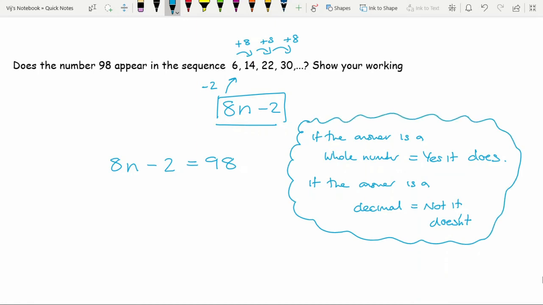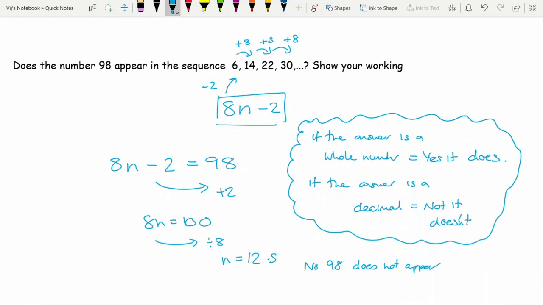So if we go about going through this, I've got to add 2, so I get 8n equals 100, and then I've got to divide by 8, so I've got n equals 100 divided by 8, which gives me 12.5. So the answer is no, 98 does not appear in this sequence.